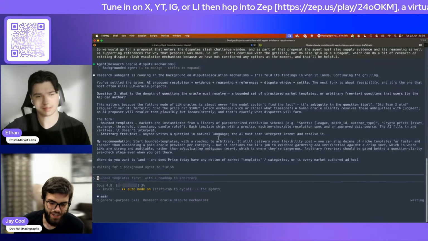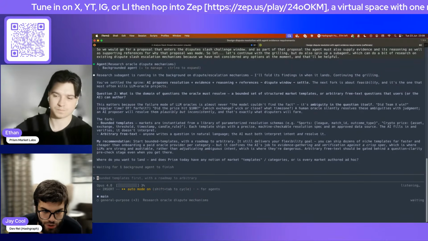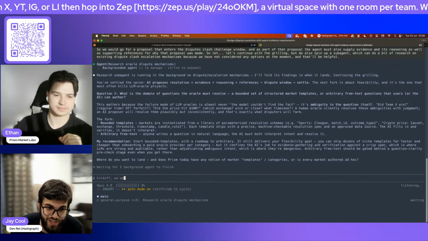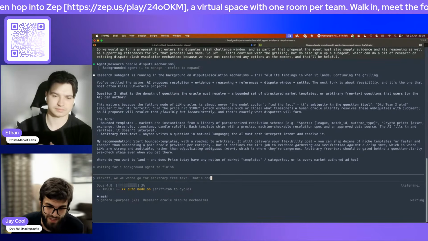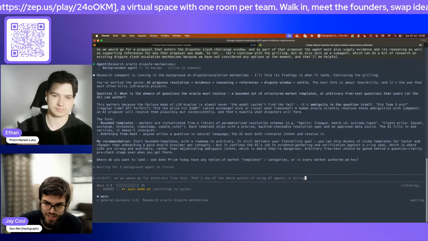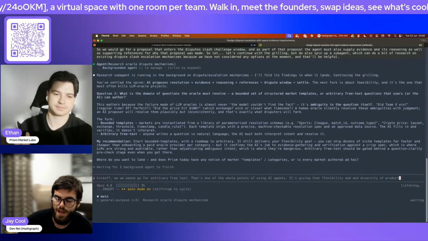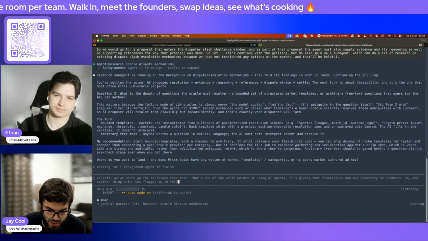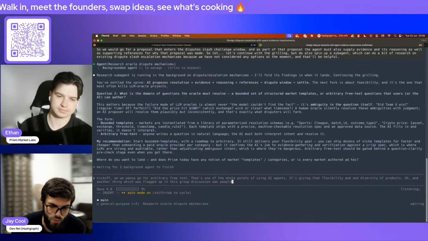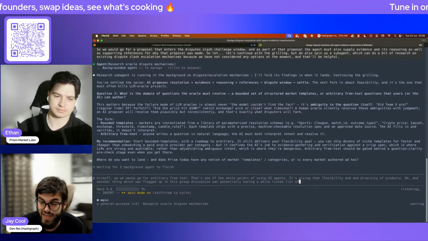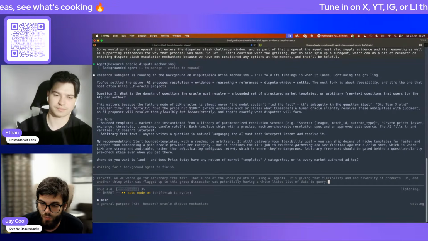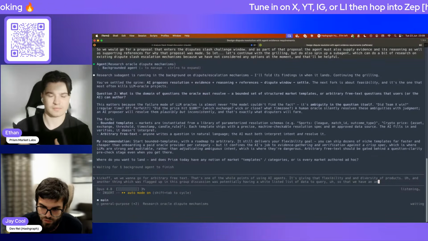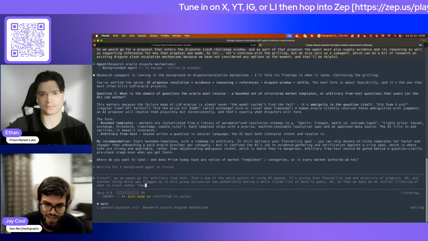Yeah, definitely. Okay, so to kick off, we want to go for arbitrary free text. That's one of the whole points of using AI agents, is giving that flexibility and diversity of product. And another thing which was flagged up in this group discussion was potentially having a whitelisted list of data to query, so that we have an initial filtering of what to trust rather than just getting anything from the web.